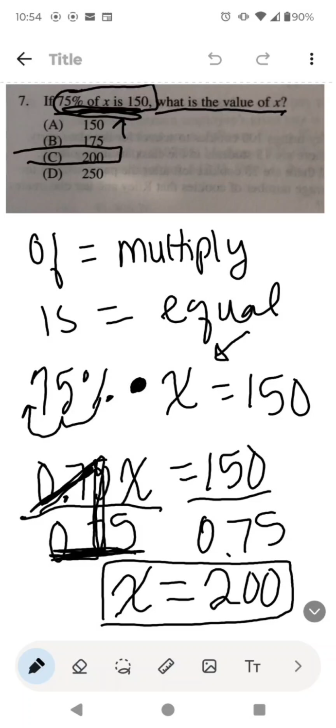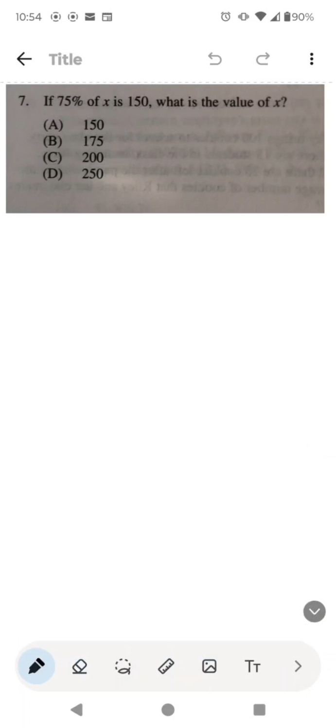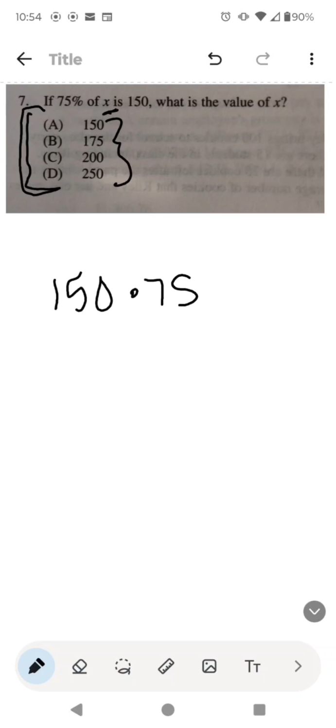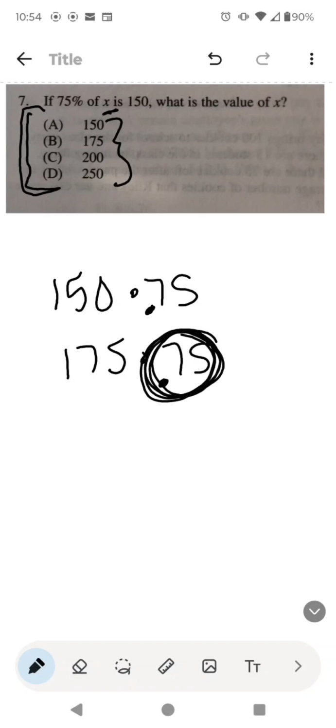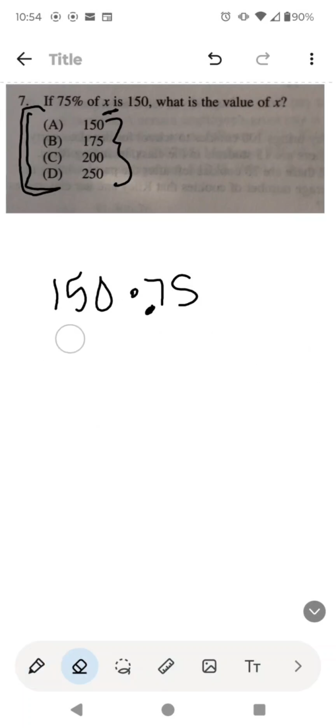Bada bing, bada boom. Now there is also another way that you can solve this by using your answers, which is why I love math. It says 75% of x is 150. One of these 4 answers is x. If you have a calculator, you can literally take all of them. 150 times 0.75, 175 times 75, but remember you're using 75 hundredths, okay? Because this says 75% of x should equal 150. Always use your answer choices. They are very, very helpful. Bye. Next question coming up like in 2 seconds.